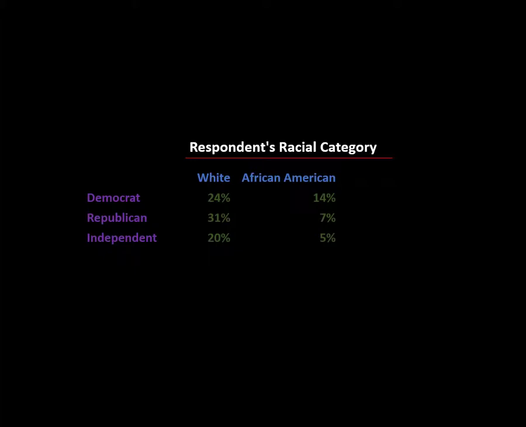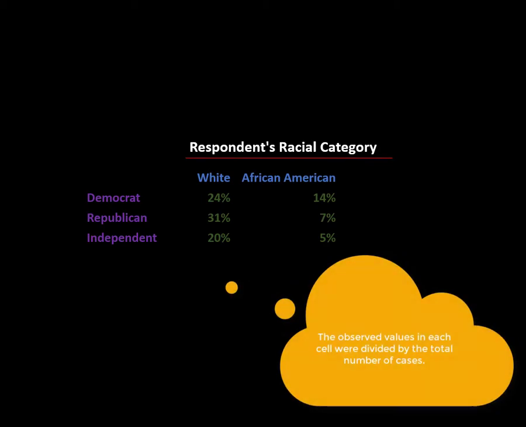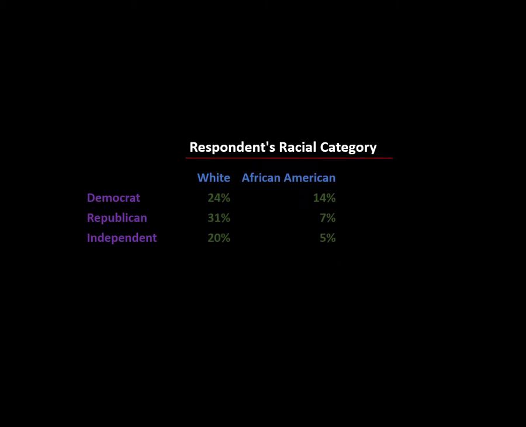We could also have percentaged the table this way. All this tells us is that 24% of the people in our sample are white and Democratic, 14% are African American and Democratic, etc. There's nothing interesting here because we're not saying anything about any of the relationships between the variables. For that, let's go back to our original table where we percentaged down the columns.